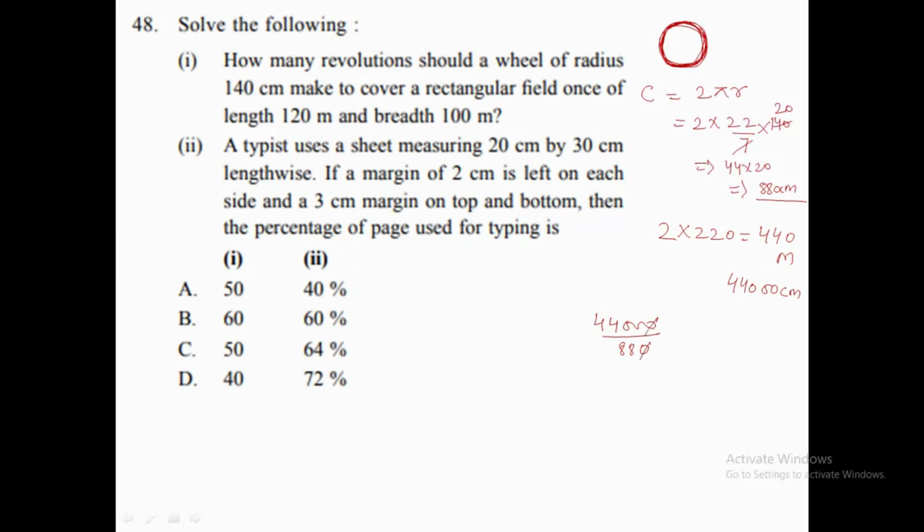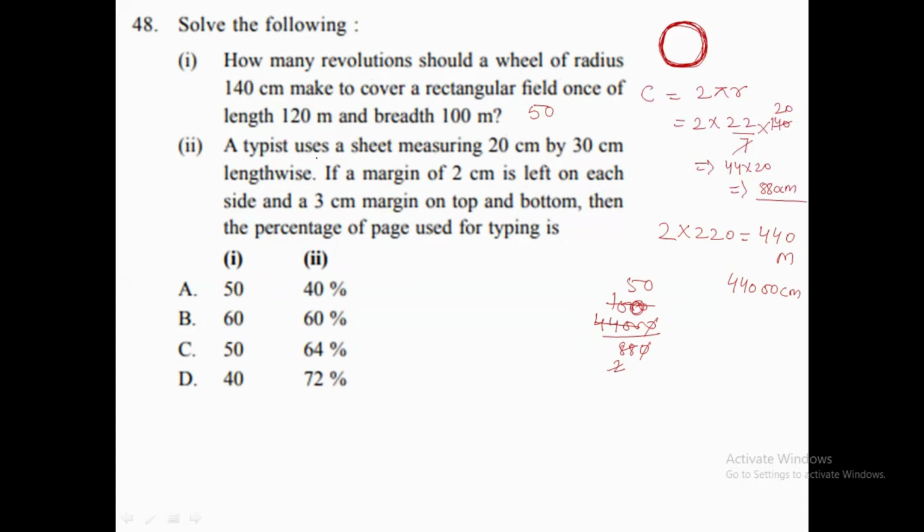Okay, let's see what we are getting. We can cut it 1000 times and we can cut it 2 times. When we are dividing it by 2, sorry, 100, we are getting 50. So that will equal 50. So it can make 50 revolutions.